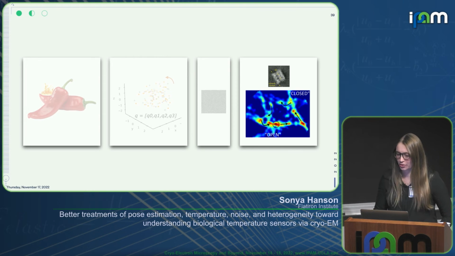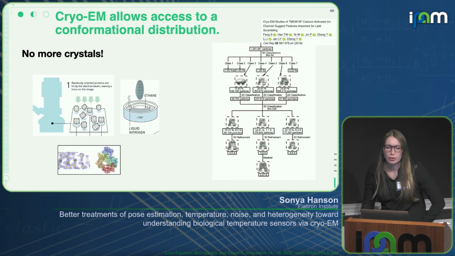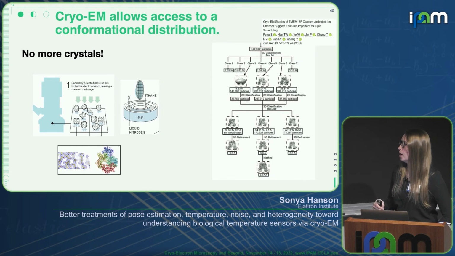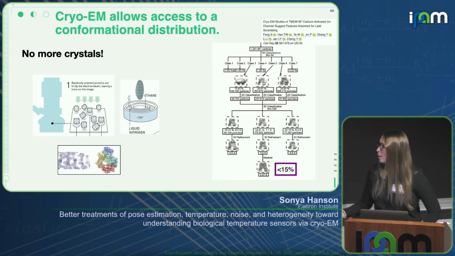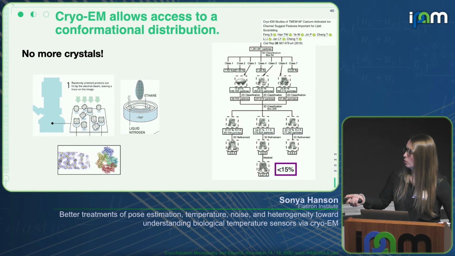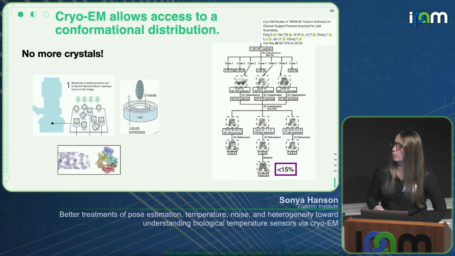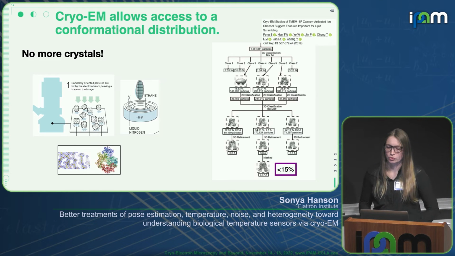Yes, okay, but now to the fun part. We could talk about heterogeneity in cryo-EM and how that impacts our understanding of these biological temperature sensors. One of the great things about cryo-EM and the resolution revolution is that we no longer need crystals of our proteins to get high resolution structures of them. But we're still in this paradigm where we're looking at one single structure of the proteins in single particle cryo-EM. Not always the case, but we lose a lot of particles on the way to this high resolution structure.